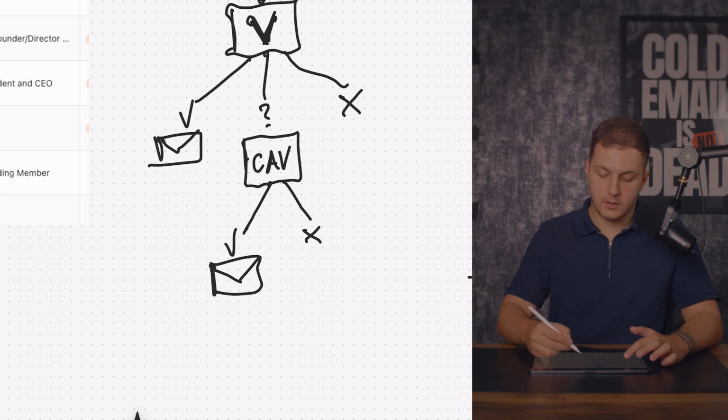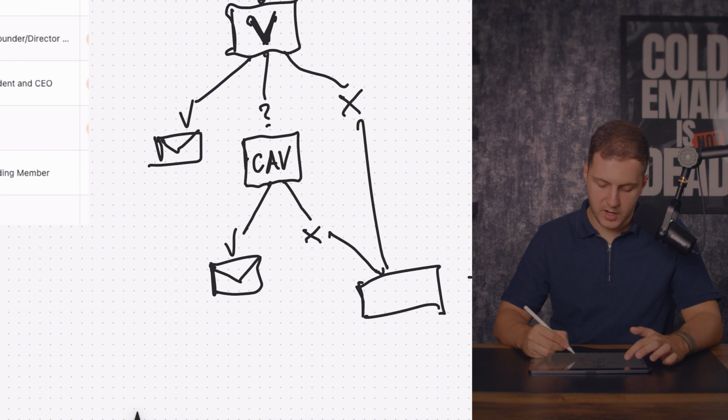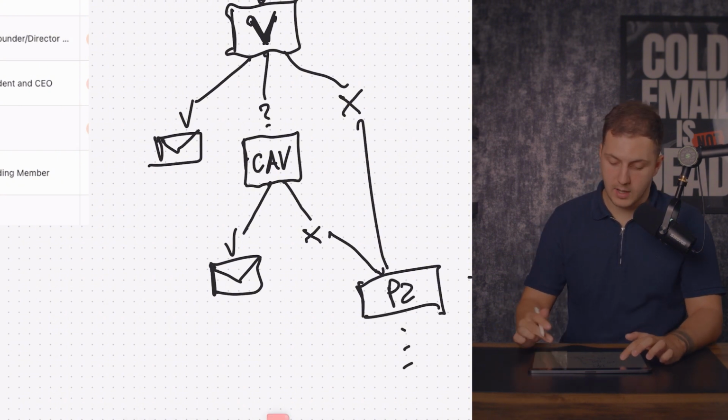And if it's invalid, in this case or in this case, the output is the same. We try another provider. Now, we repeat this process as many times as possible. In our case, we use 10 different email providers, and we also have a couple of different email verifiers, but you need to make sure that you're performing both regular verification and catch-all verification.